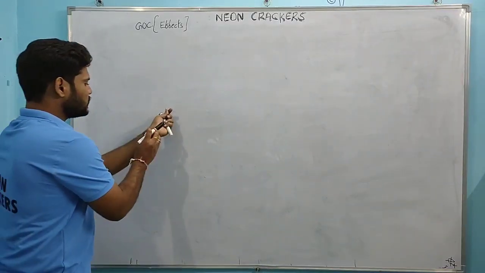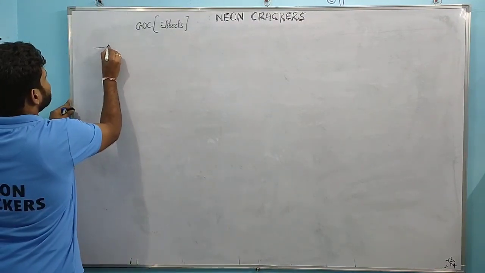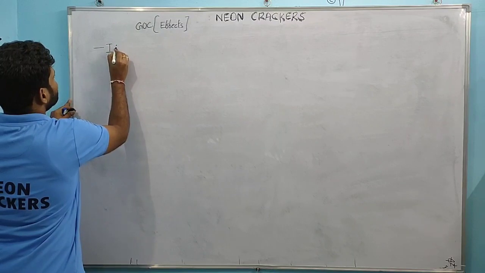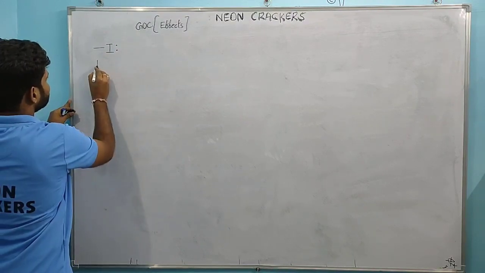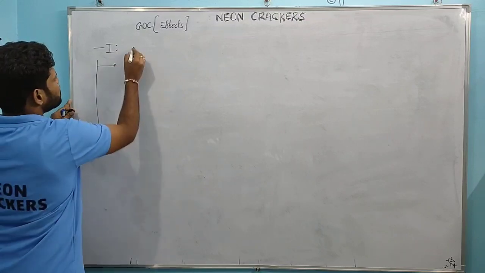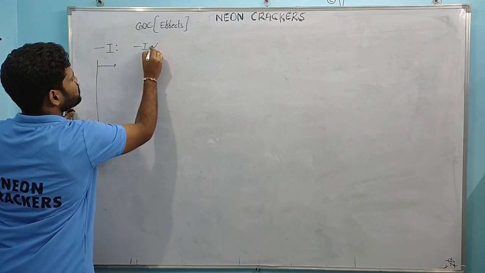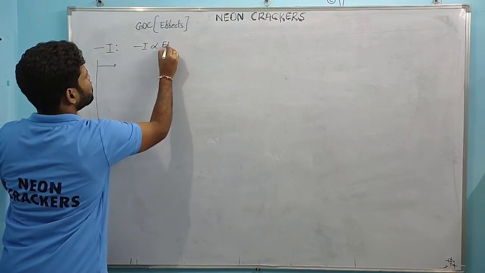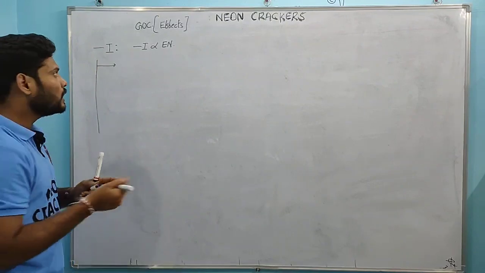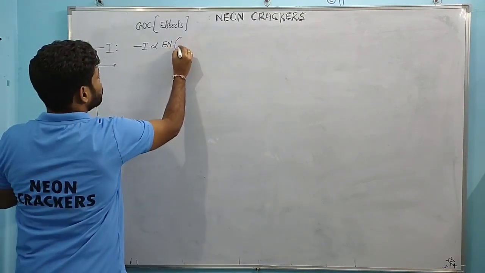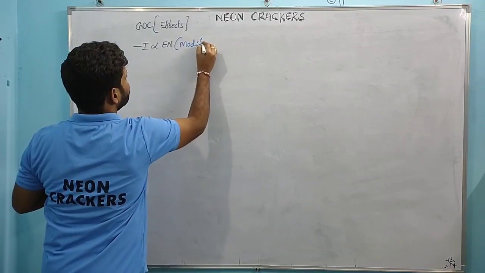So next one is the minus I effect. What are the factors of minus I effect? Opposite to plus I, minus I is an electron withdrawing group, which means it should be a more electronegative element. So overall a more electronegative element, but this electronegativity should be modified.